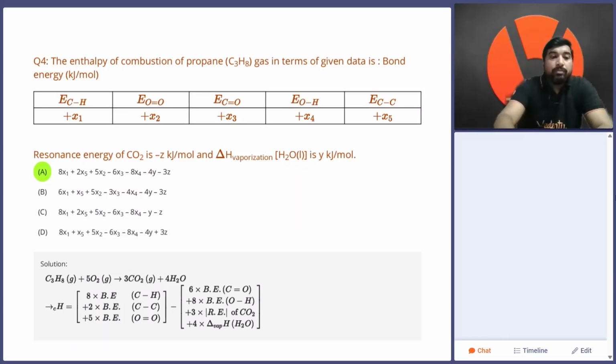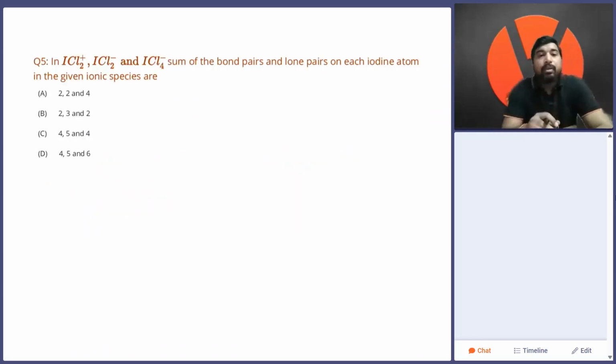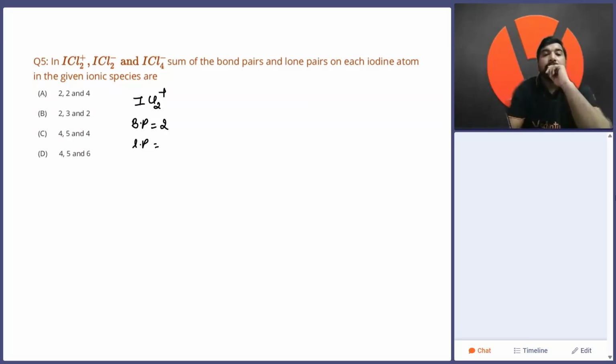Now question number 5. In ICl2 plus, how many bond pairs? Bond pairs are 2. And how many lone pairs? Out of 6, the lone pair should be 4, because after formation of 2 bond pairs, 4 electrons are left on iodine, hence the lone pairs left are 2. The sum should be 4.